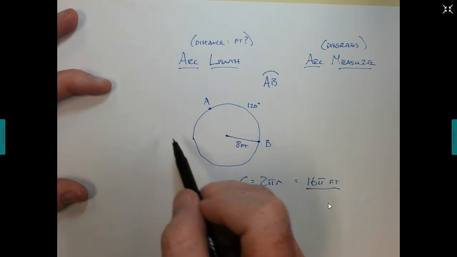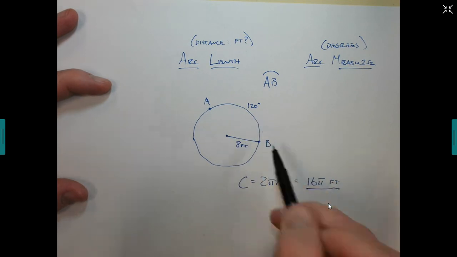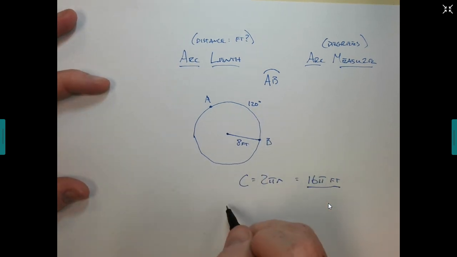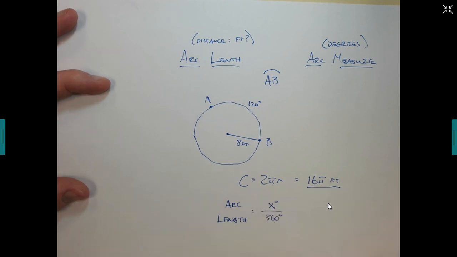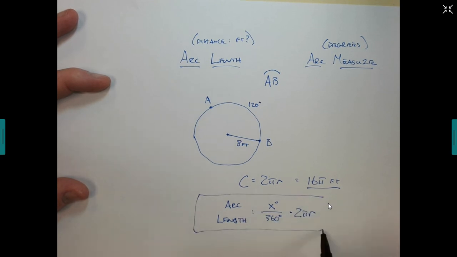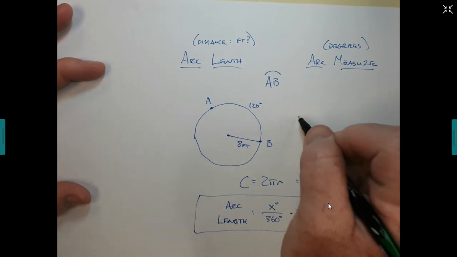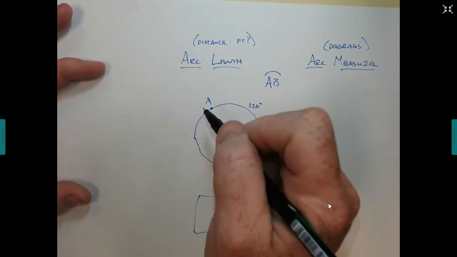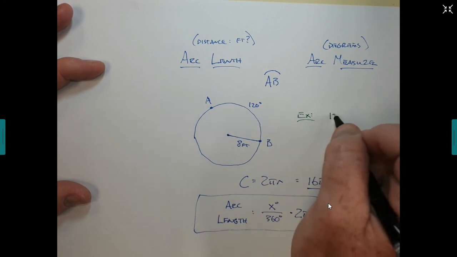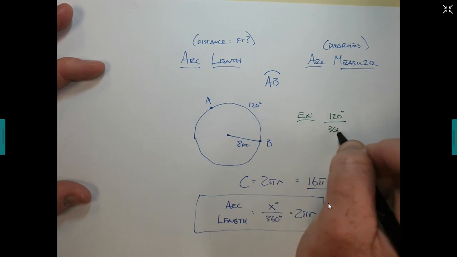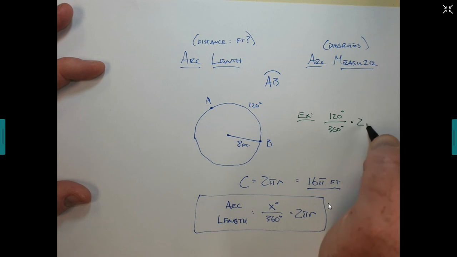Now, arc length is, well, what if we don't want the entire circumference? What if I just want from A to B? Well, we're playing the same game, all right? So our formula for arc length would be how many degrees out of 360, this tells me the portion of the circle I want, times the circumference formula. So if I wanted to work through this example, well, I want 120 degrees out of 360. That's the amount of the circle, times 2 times pi times a radius of 8.